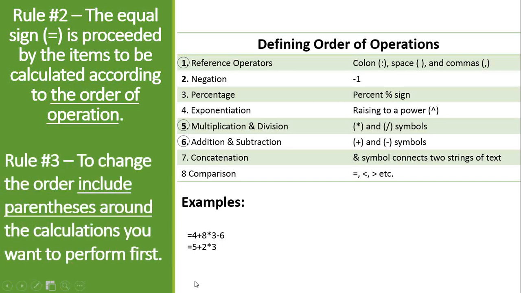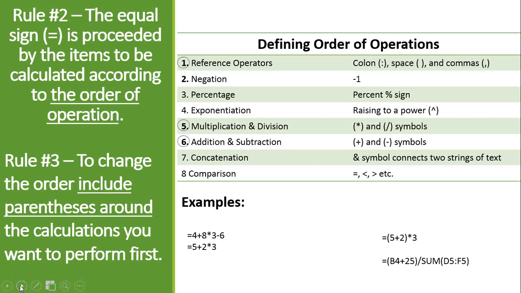Rule number 3, to change the order, include parentheses around the calculations you want to perform first. That will get me what I want. So let's go ahead and look at that. So here we go. Equals, here's my parentheses, 5 plus 2 multiplied by 3.